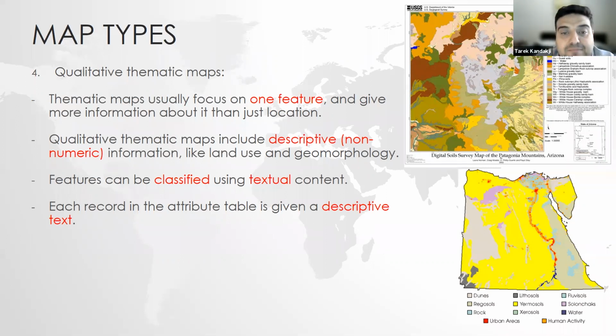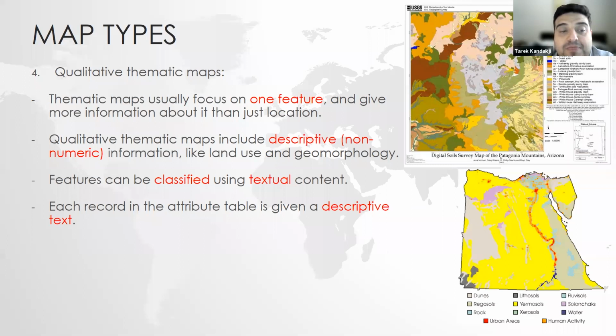As I said, for example, land use: this land is agricultural land, or this land is bare land, or this land is desert. So this land use is described by text. Assigning a value to it would be meaningless. So based on that description, we call them qualitative maps.